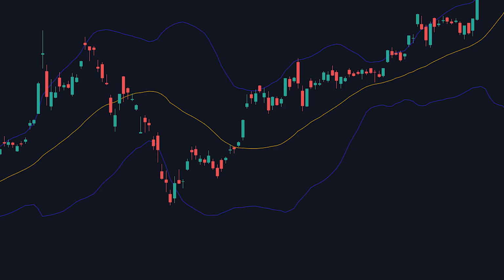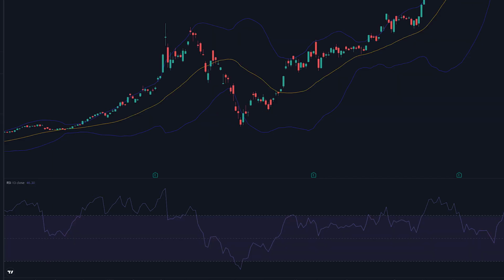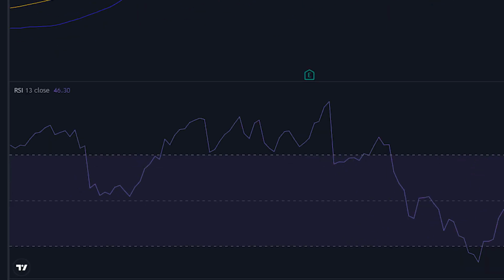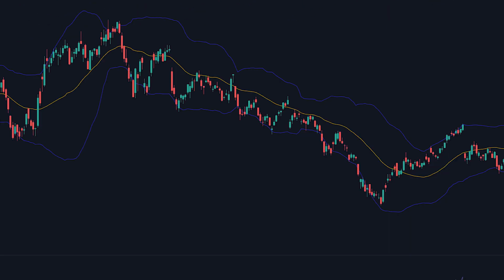Simple enough, right? Well, if you did this by itself, odds are it wouldn't work too good. That's why we added the RSI earlier. So as you can see in this example, the price went above or below the Bollinger Bands many times, giving lots of false signals.